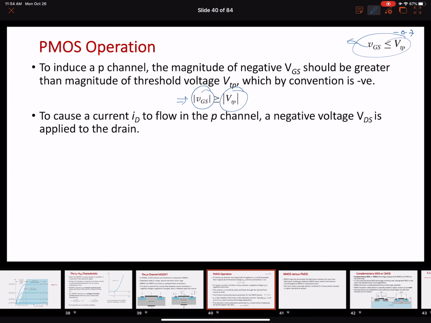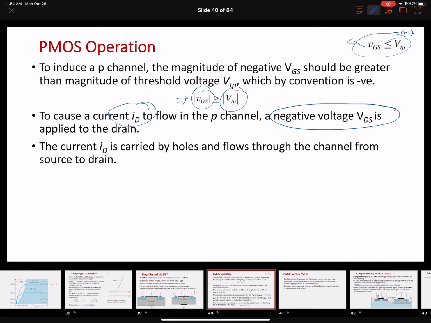Right, we talked about this, that a negative VDS, again a battery in the opposite polarity, is needed to cause a drain current to flow. And the drain current is because of the holes rather than electrons. In the n-channel MOS, or an NMOS, it was due to the electrons. Now it is because of the holes.